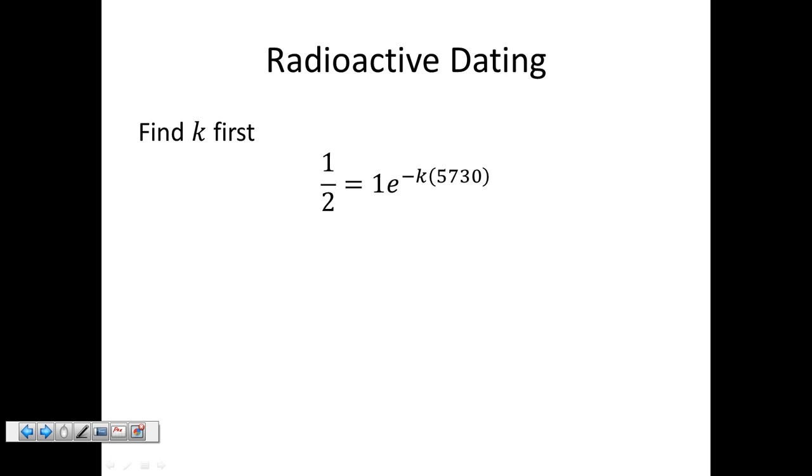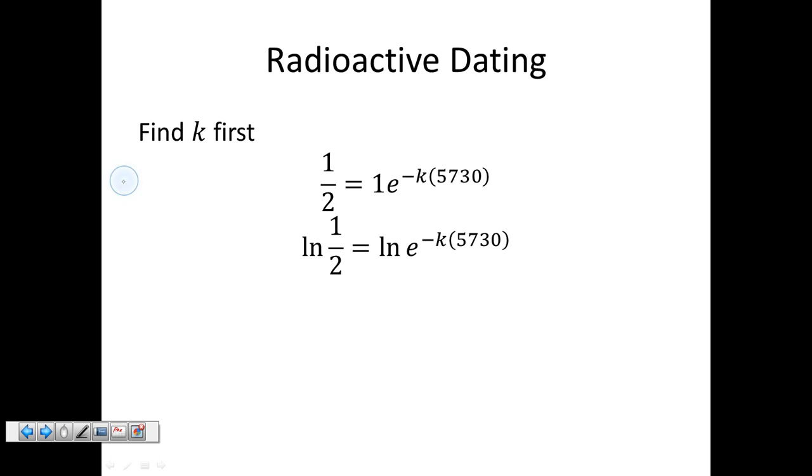So you'll notice in my equation, I plugged in 1/2 for N of T, meaning that half of the carbon-14 is left after one half-life. So we plug in 1/2 for N of T. We plugged in 1 for N naught, meaning that whatever the sample was, the original amount is 100% or 1, and there's half of it left.